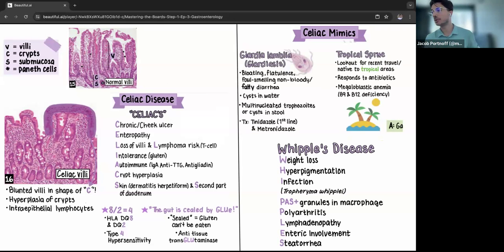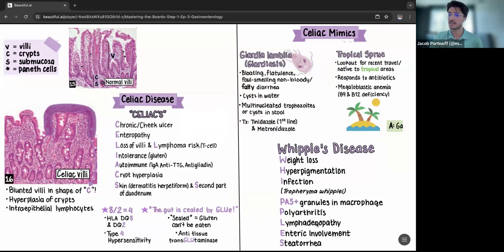Now, with tropical sprue, you're going to be looking in the vignette for recent travel history to a tropical area. The key with tropical sprue, guys, is that these will classically respond to antibiotics, okay? Of course, here we're going to need other targeted pharmacotherapy, and we're going to need different pharmacological interventions for celiac, okay? For celiac, really, the number one thing in terms of management is to avoid gluten, okay? So that's going to be the biggest thing there.